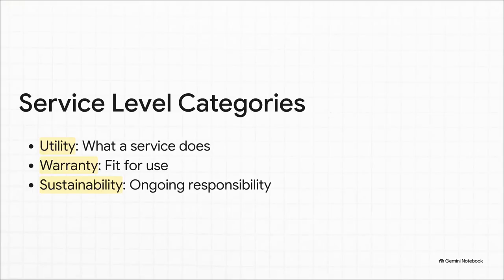To really understand this, we need to categorize our service levels. First up is utility. This is simply what the service does. Basically, does the app actually track your expenses? Then we have warranty, which is the assurance that the service is actually fit for use. Sure, the app tracks expenses, but is it highly available? Is it secure? But here's the really cool modern twist. ITIL 5 elevates sustainability. It moves way beyond just does it work to include an ongoing obligation to environmental stewardship and social progress. It's a fantastic shift.